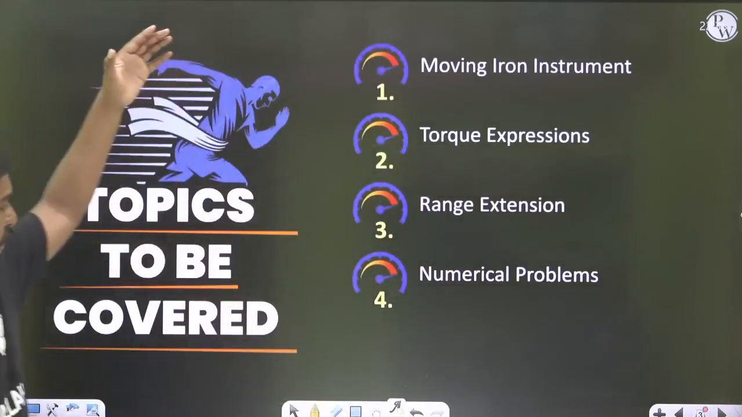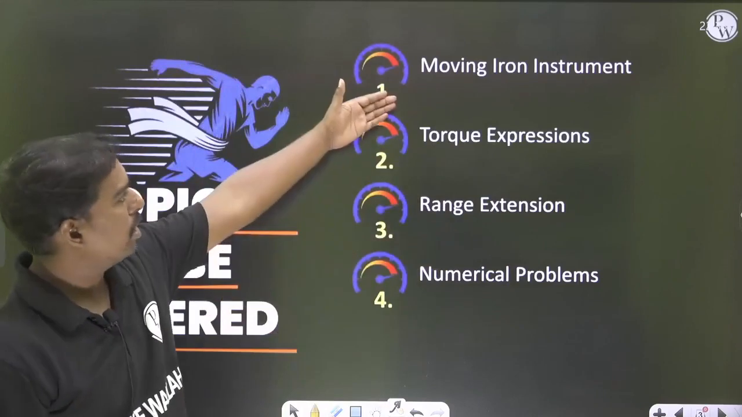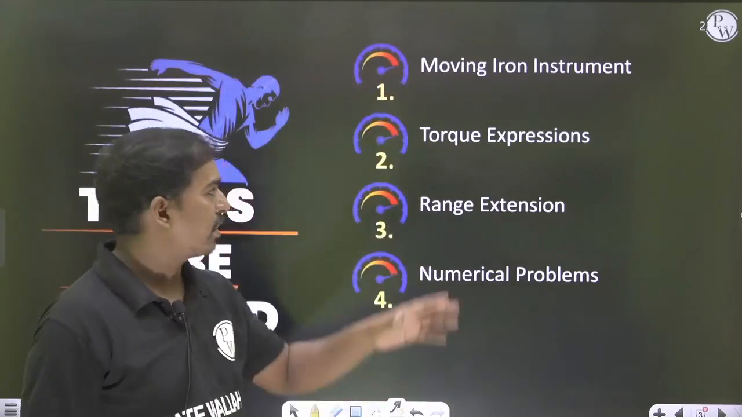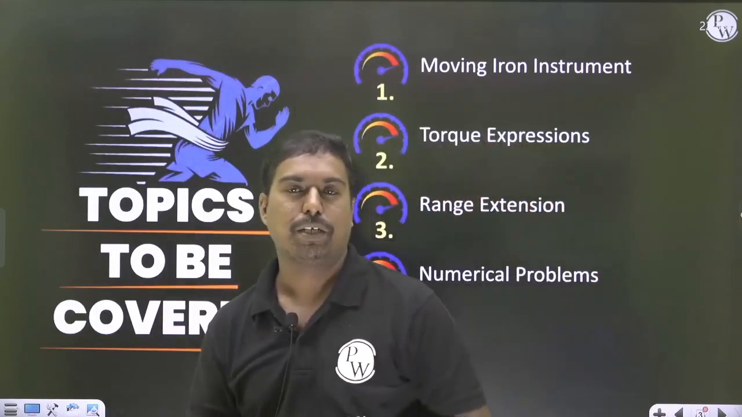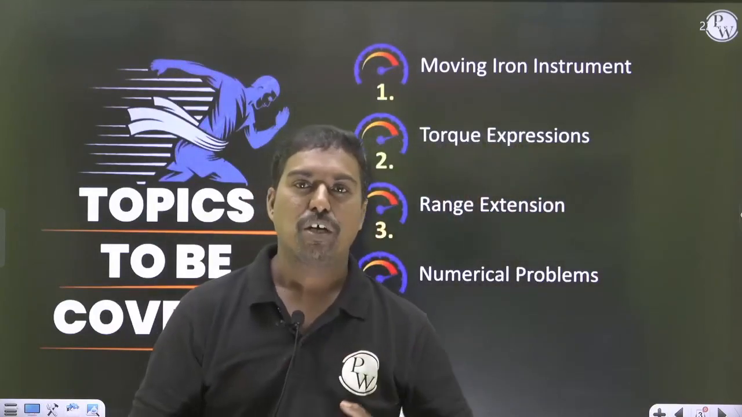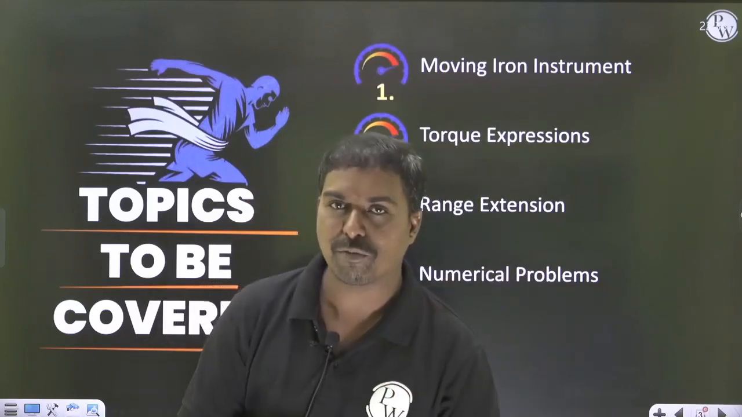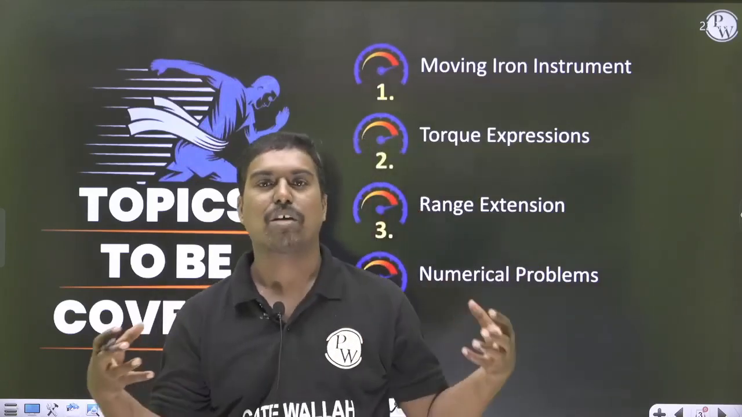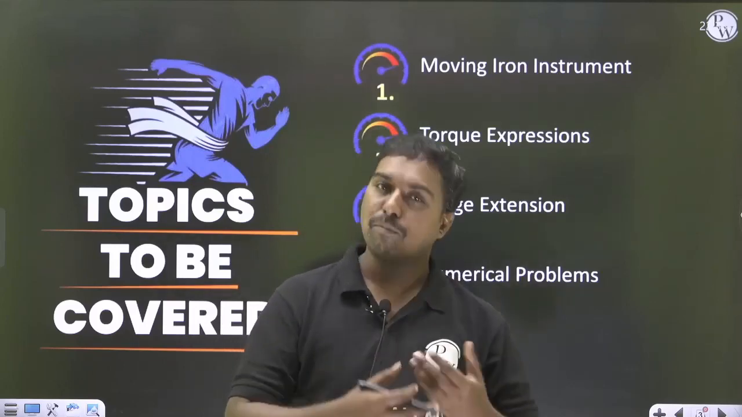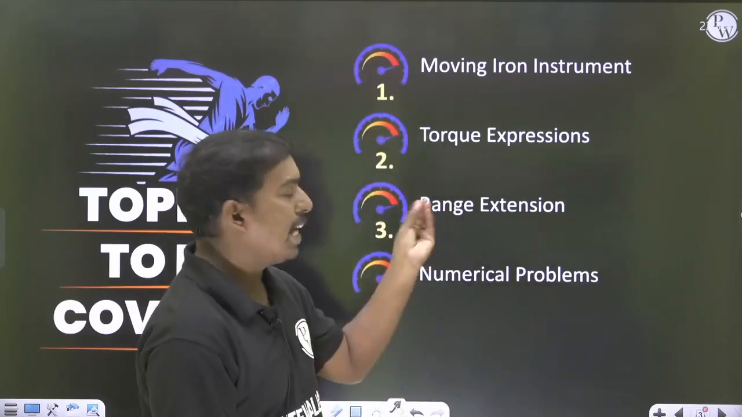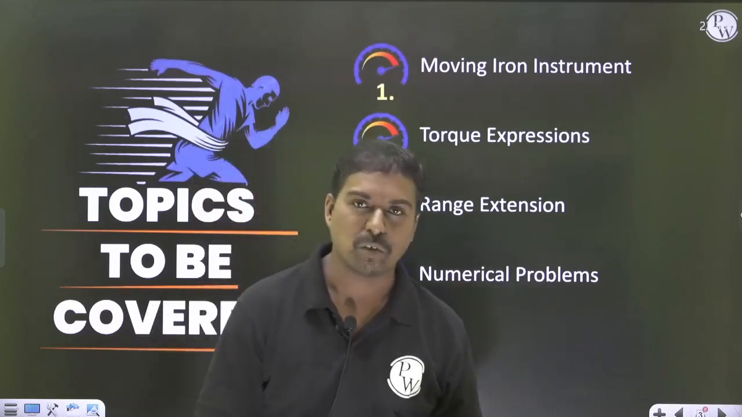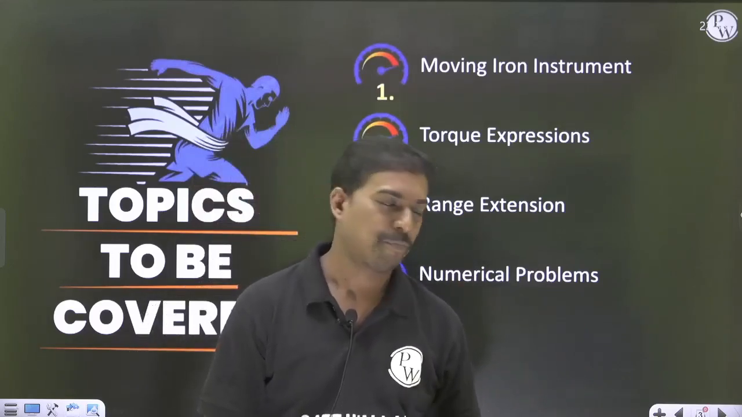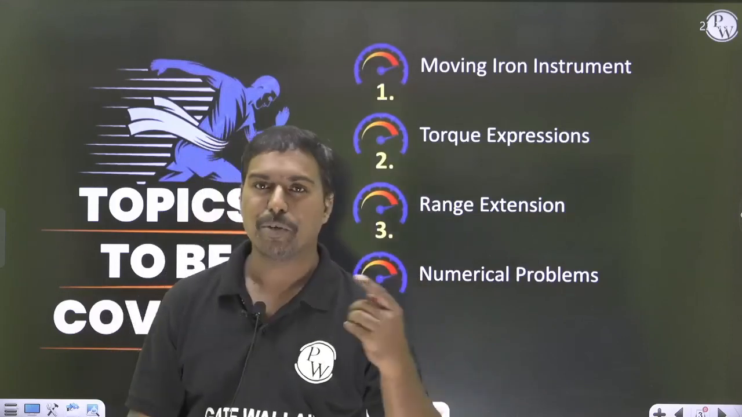Okay, we'll start. First the constructional features. Before that, here are the topics to be covered: moving iron instrument construction, and next the torque expressions. We are not deriving the expression, but we'll take the expression with respect to the GATE exam. As I told you, for all measuring instruments, torque expressions are very important. Sometimes those torque expressions are very close, easy to remember and somewhat confusing also. Then range extension: every instrument can be an ammeter or voltmeter, as we have seen in PMMC, and moving iron can also have its range extended. Last but not least, numerical problems.